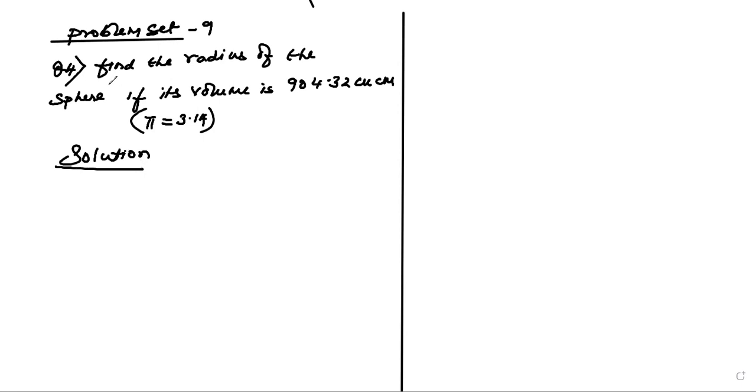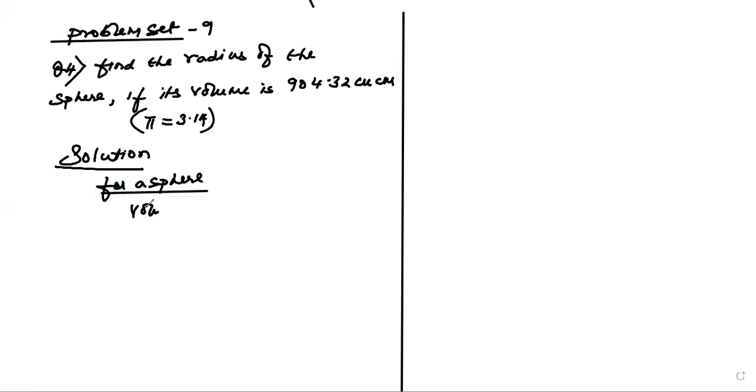Question number 4. Find the radius of the sphere if its volume is 904.32 cubic centimeter. Pi is 3.14. They want us to take the value of pi as 3.14. Very easy sum, children. We are talking about a sphere, children. I'll underline it. What is given about this sphere, children? What is given about this sphere is volume.